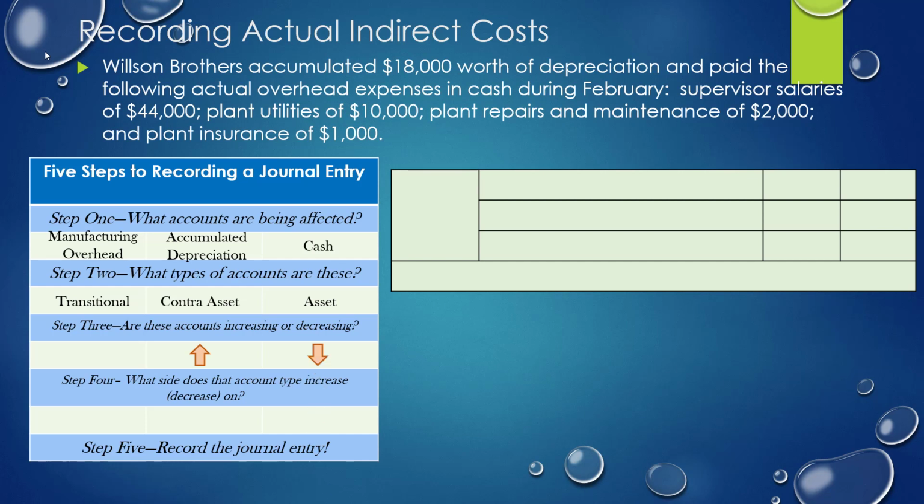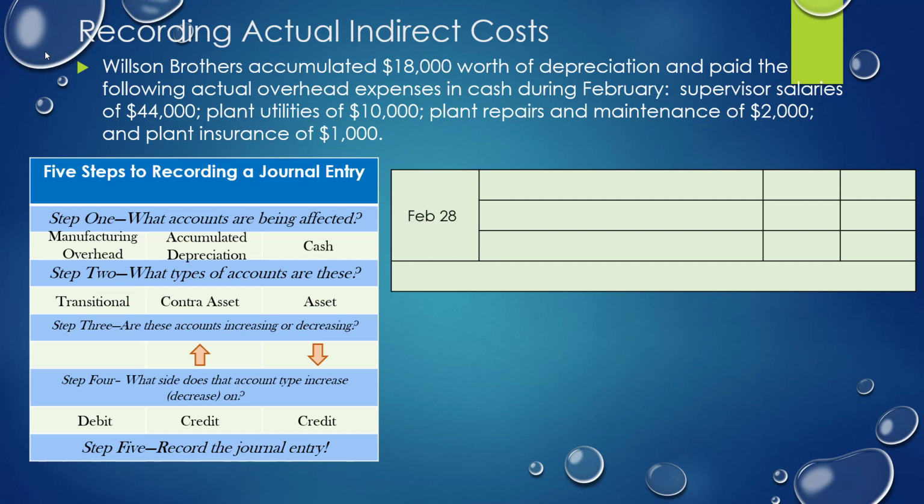Again, these are actual costs. Actual costs go into the manufacturing overhead pool on the debit side. Contra assets are asset accounts, but they work the opposite way. So since normal assets go up on the debit side, contra assets go up on the credit side. And cash is a normal asset, goes down on the credit side.